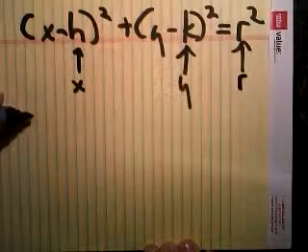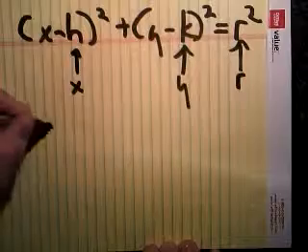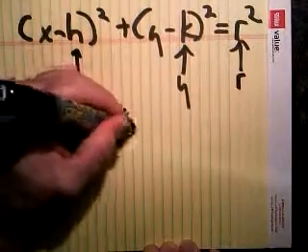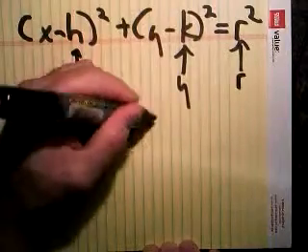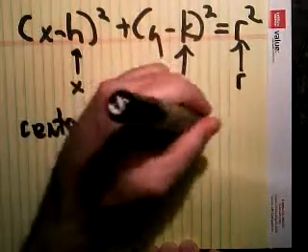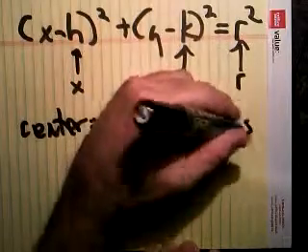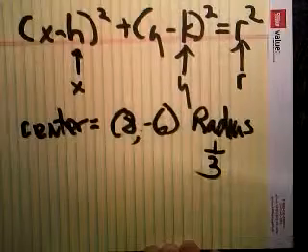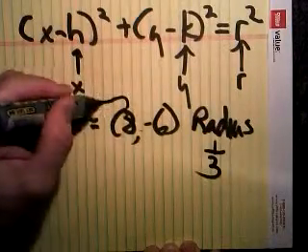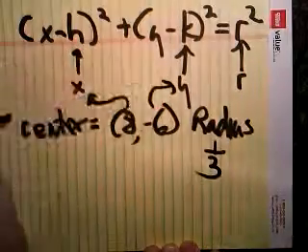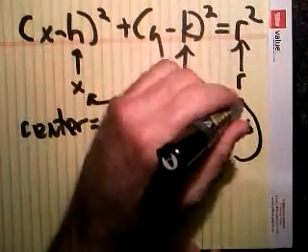So here we go. We've got the center is equal to 8 comma negative 6, and we've got the radius is 1/3. This is going to go right here, this is going to go right here, and this is going to go right there.